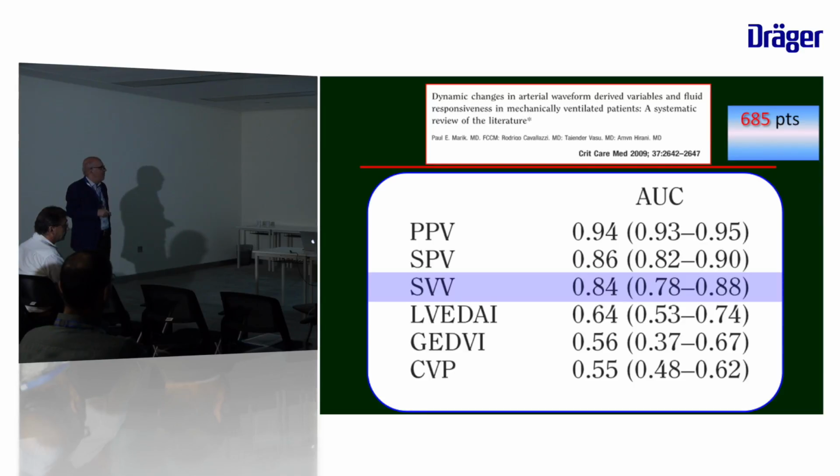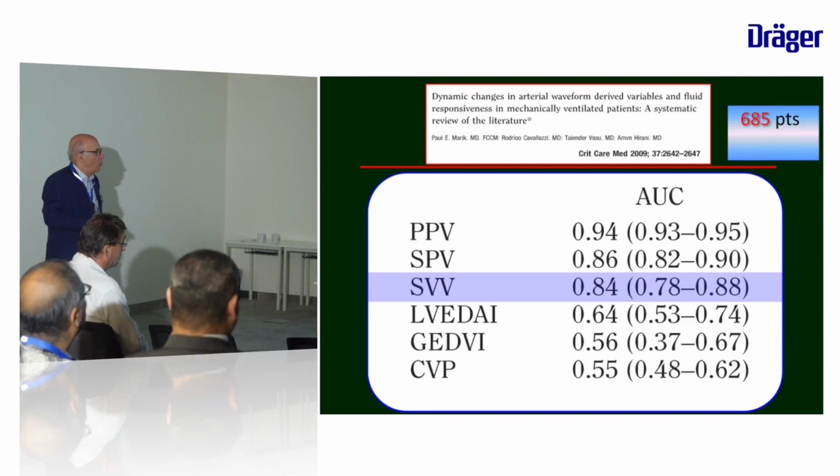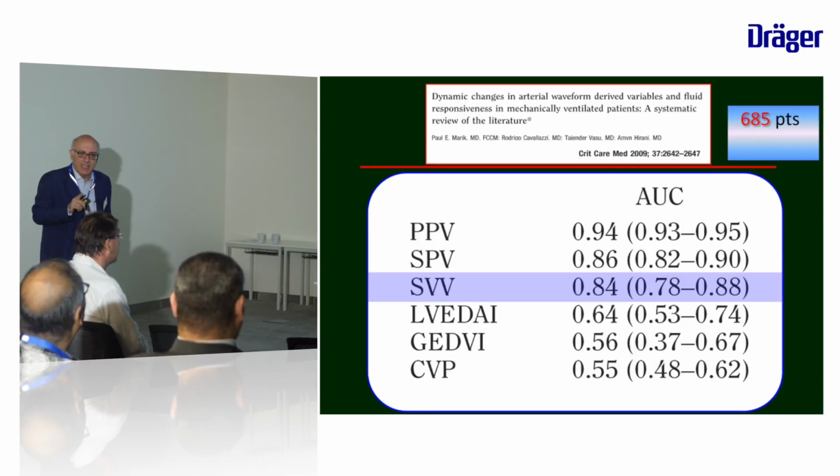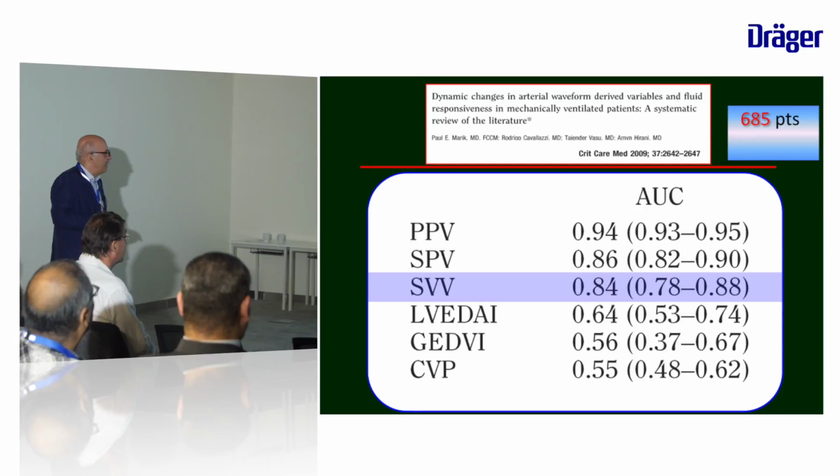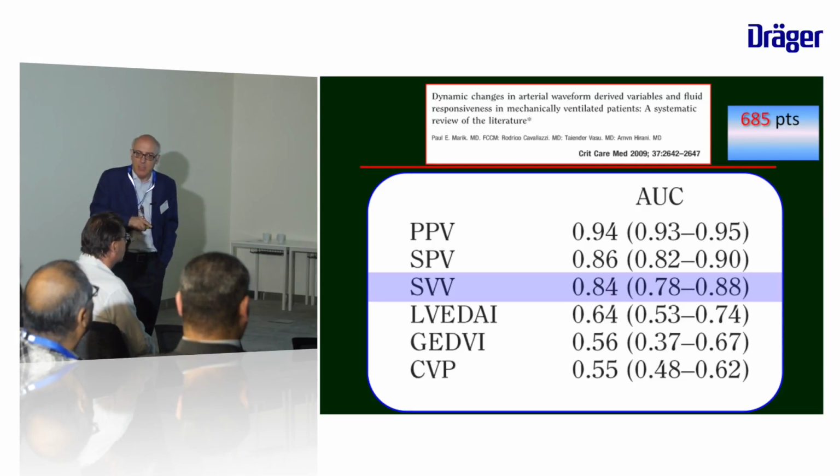So you see the PPV is the most related to fluid responsiveness. Also the stroke volume, even if remember the stroke volume is a little bit less because the calculation is more complex. But the other parameters you see, global end diastolic volume and CVP as a single number, are less.